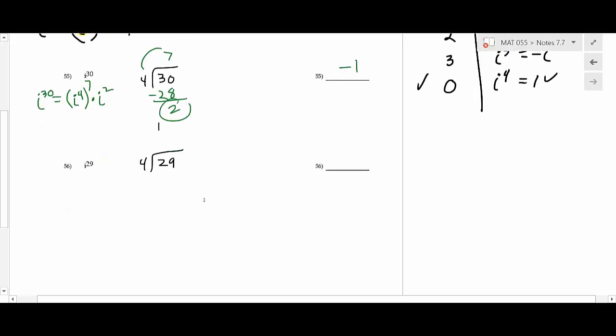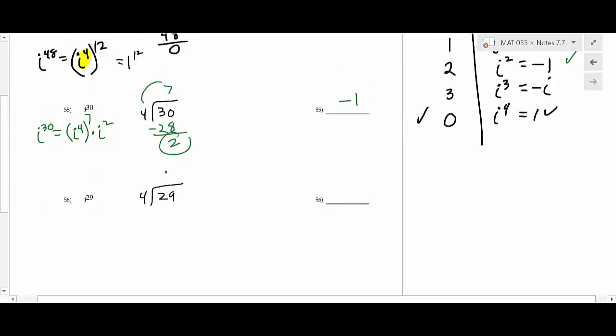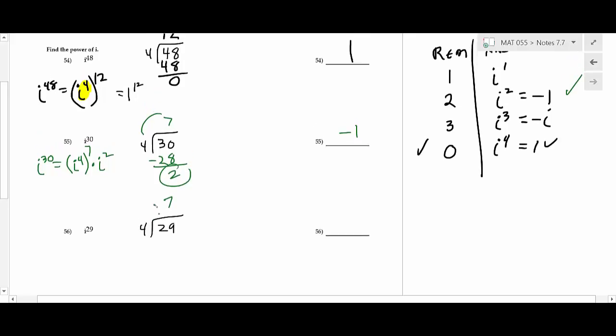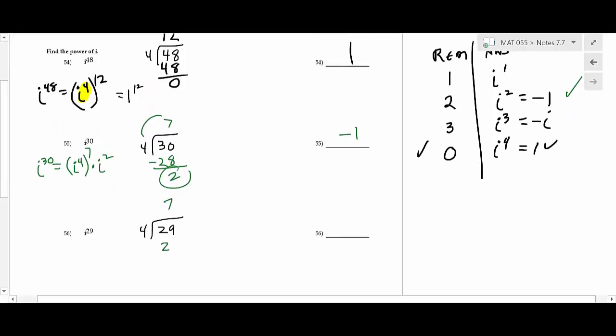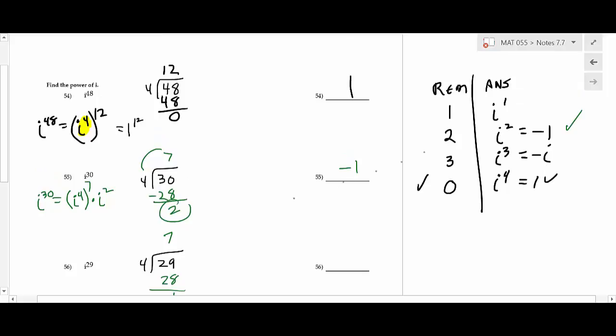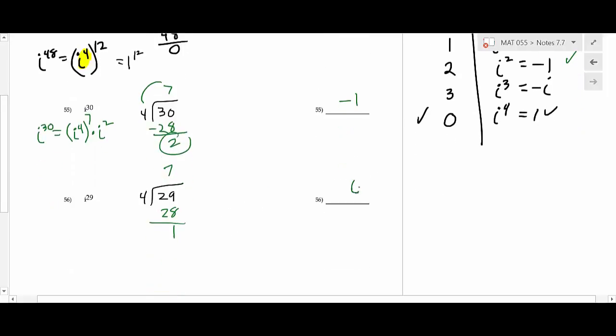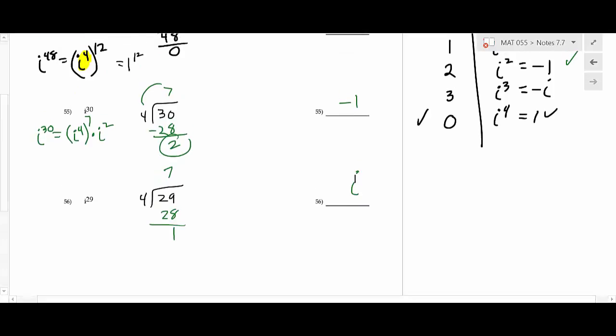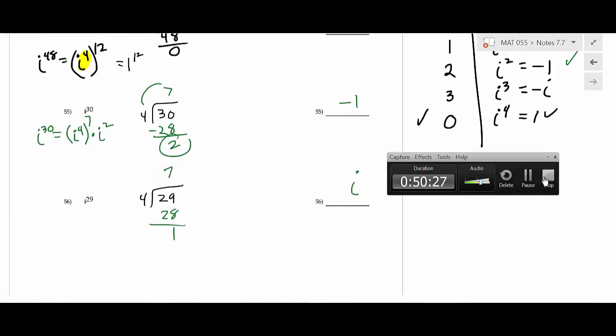Okay, let me do one more here. So let's see, 29 divided by 4. That goes in 7 times again, okay? But this time the remainder is going to be 1. So if you have a remainder of 1, the answer is just going to be i. Like that. That's it. That's all you got to do. Divide by 4 because these things go in groups of 4, and that's it. Okay? All right, and that's all I'll show you on that. I'm not going to spend a lot of time on that.